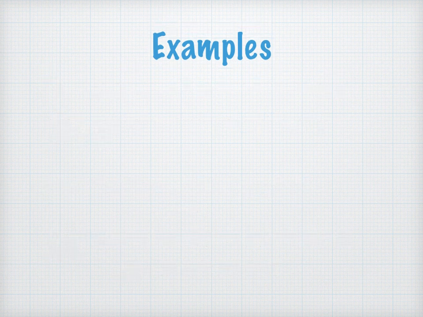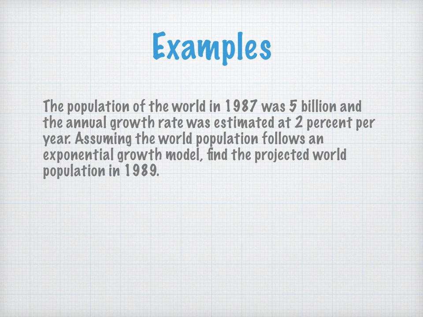Moving to our next example. The population of the world in 1987 was 5 billion, and the annual growth rate was estimated at 2% per year. Assuming the world population follows an exponential growth model, find the projected world population in 1989.